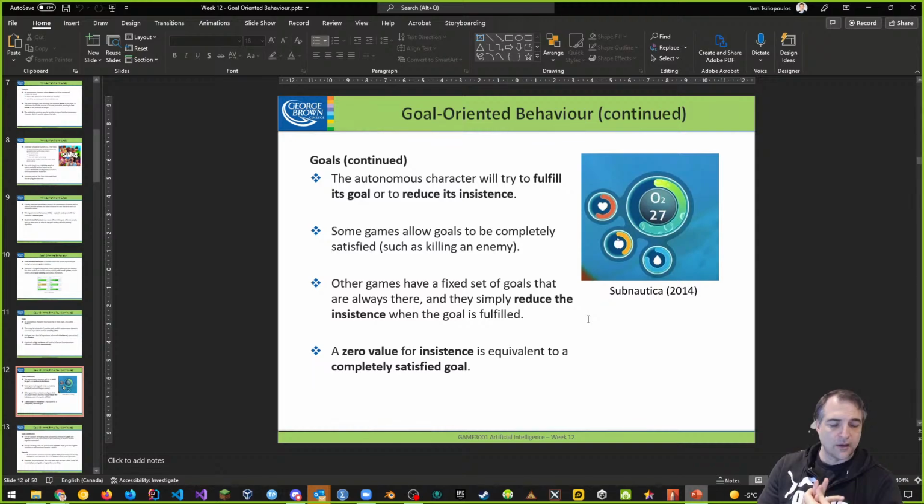But it could be the same kind of goals that you might give an autonomous character: that they need to keep themselves healthy, make sure they eat and have some water, and also have enough oxygen if they're always diving in the water, in order for them to survive, because they need some level of O2 in Subnautica. So again, one thing to note is the autonomous character will try to fulfill its goal, reduce its insistence, whatever that is. Some games allow goals to be completely satisfied, such as killing an enemy. Other games have a fixed set of goals that are always there, and they simply reduce the insistence when the goal is fulfilled, so it goes down. In our case, a zero value of insistence is equivalent to a completely satisfied goal. Let's talk about that in a little more detail.